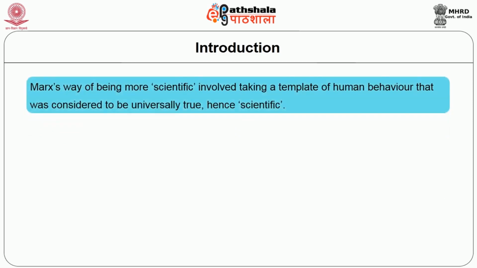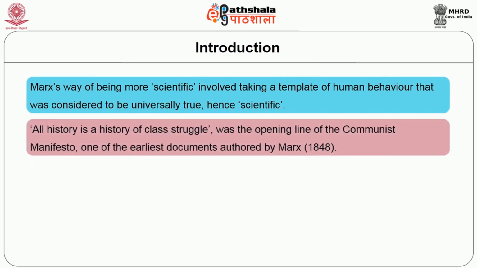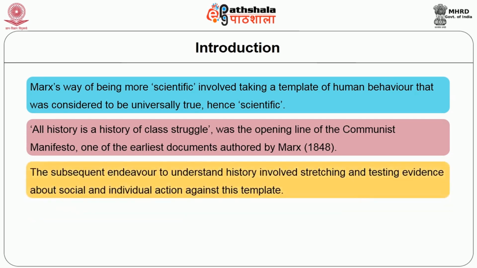Marx's way of being more scientific involved taking a template of human behavior that was considered to be universally true, hence scientific. All history is a history of class struggle was the opening line of the Communist Manifesto, one of the earliest documents authored by Marx. The subsequent endeavor to understand history involved stretching and testing evidence about social and individual action against this template.